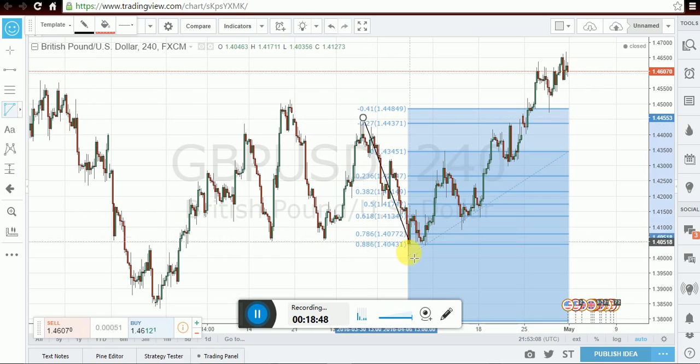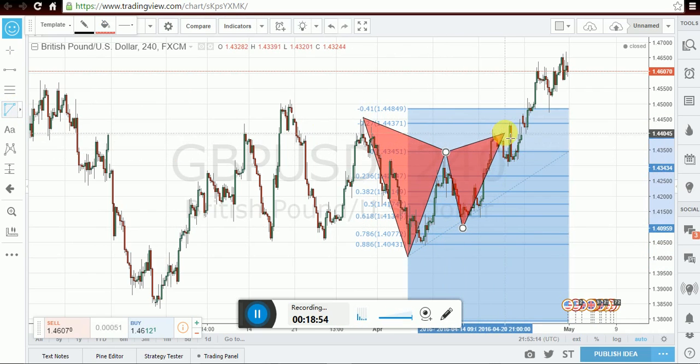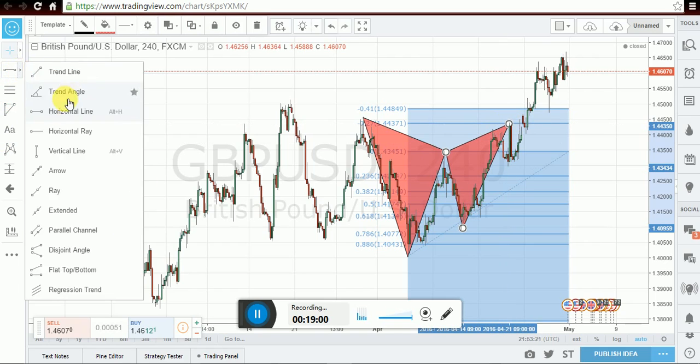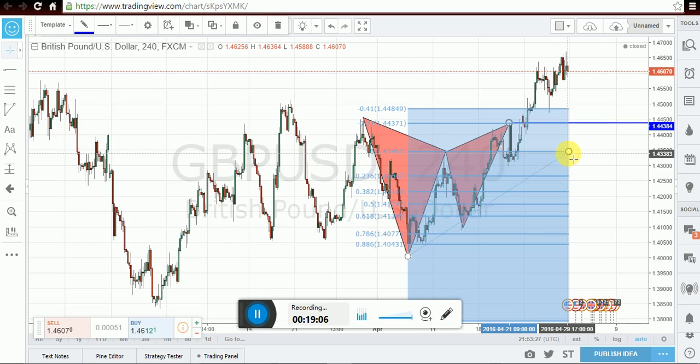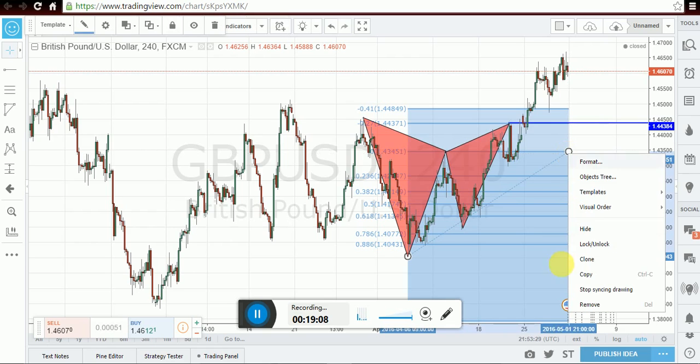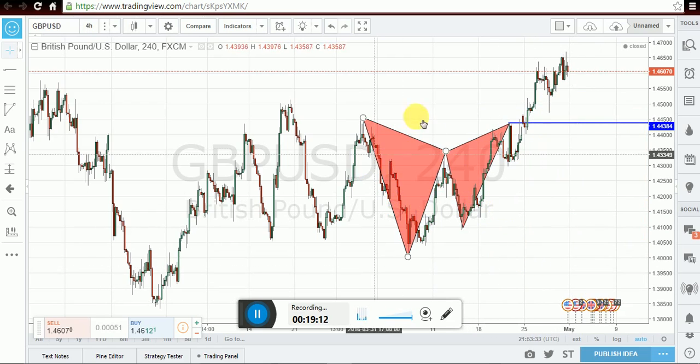X to A leg, A to B leg, B to C leg, and C to D leg. So we had the pattern complete right there. And the funny thing about this trade is, even if this trade were to repeat itself, I'm going to take it regardless.